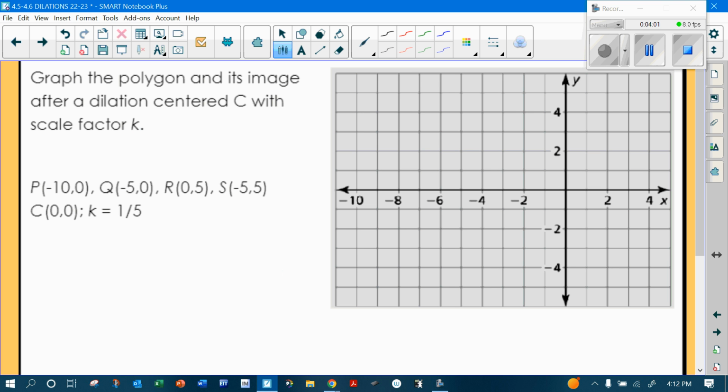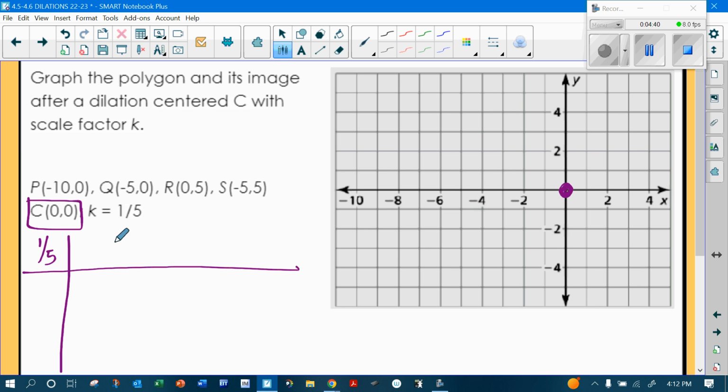This next one says to graph the polygon and its image after a dilation centered at C with a scale factor of K. So there are rules on your formula chart for dilating. The best part about dilations is all you have to do is take every single number except for the center. You do not want to use the center. So my center of dilation is right here. But all you do is multiply every number by the scale factor. So for example, our scale factor is 1/5.